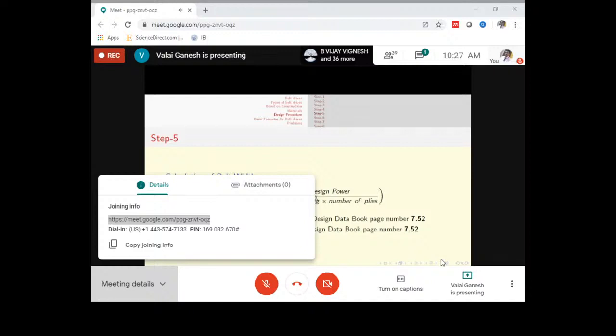Design power is from step number 2, load rating is from step number 4, and number of flights should be taken from PSC design data book page number 7.52. Some standard belt widths are also available in the data book, page 7.52.